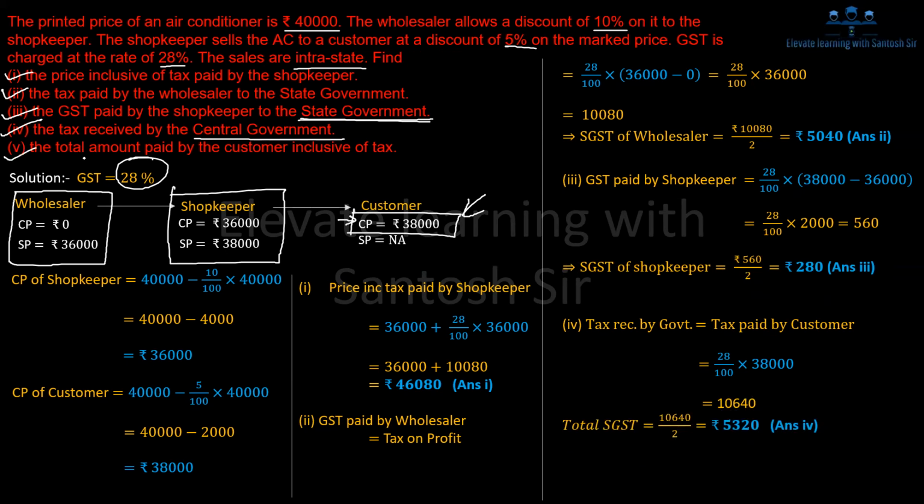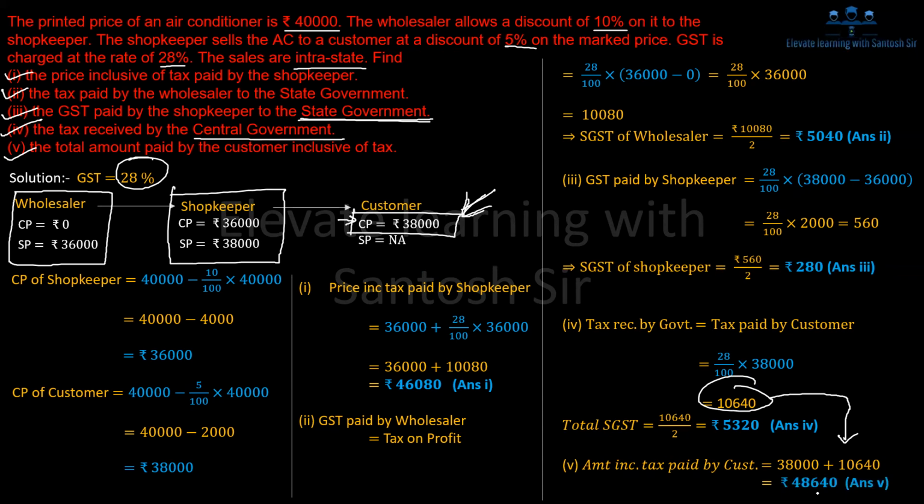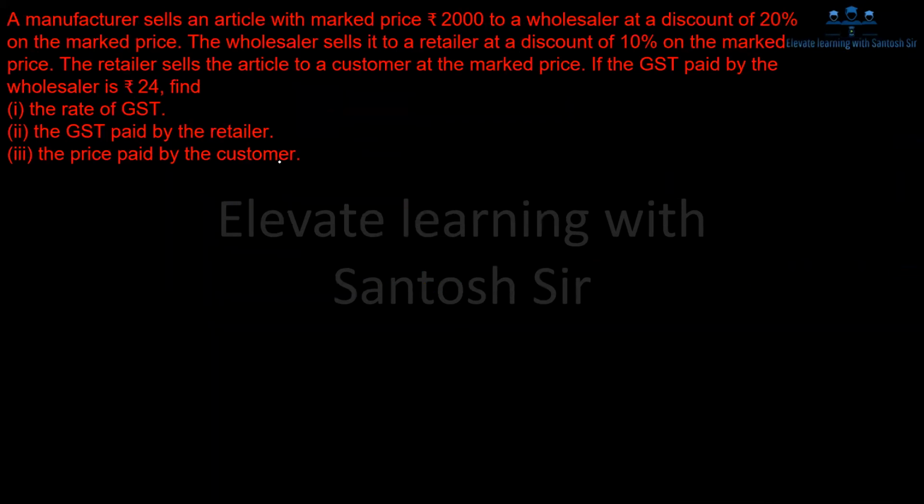Last sub question, total amount paid by the customer including tax. So how much will the customer pay? He will pay the 38,000 rupees, which is the cost price, plus the tax on 38,000 rupees, which is 10,640. This sums and gives us 48,640 rupees. I hope you have understood this question. Let us solve a few more questions.